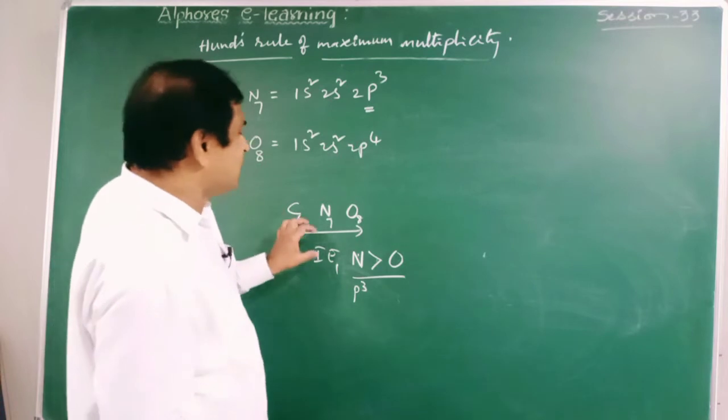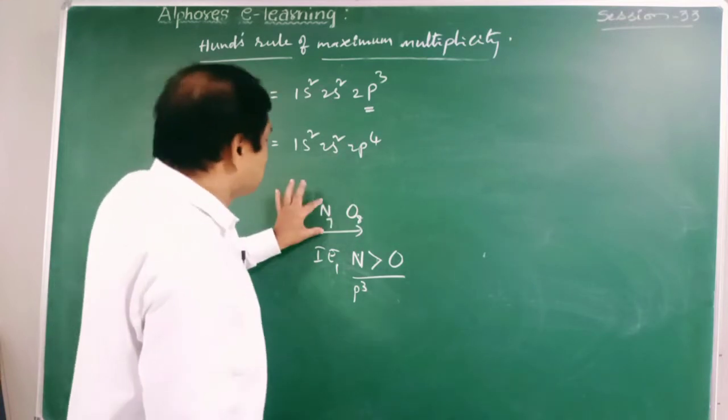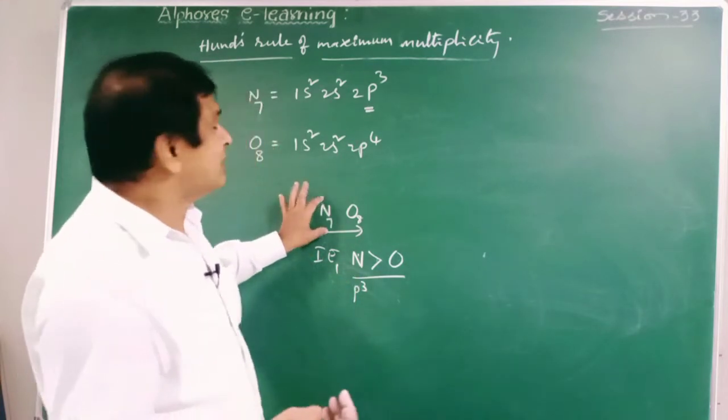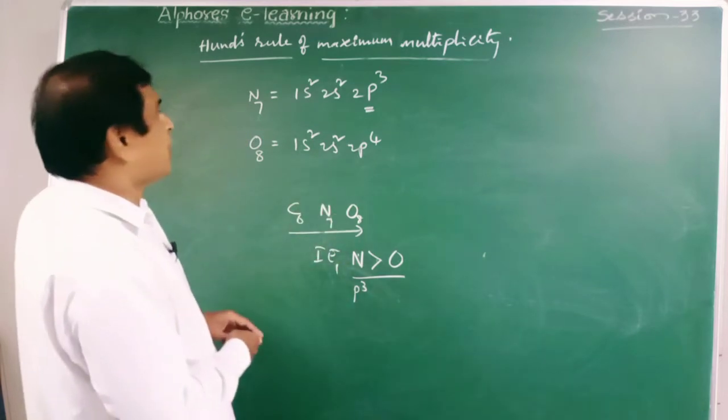Therefore, nitrogen is more stable than oxygen. Nitrogen possesses higher ionization energy than oxygen atom. Okay, that is a point we can understand.